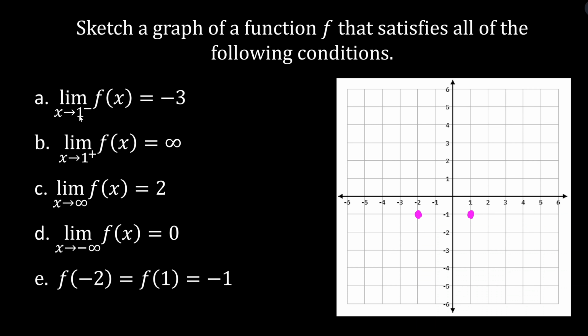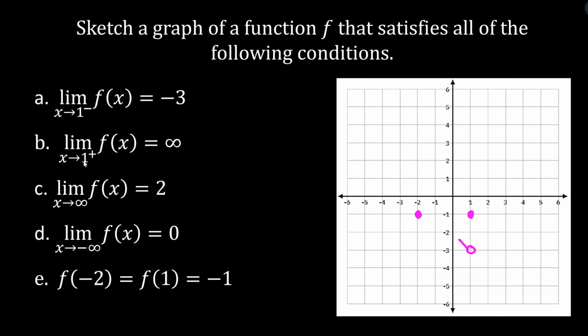All right, let me go back to this first statement. The limit as x approaches 1 from the left is negative 3. So as we approach 1 from the left, it's negative 3. And it's already defined here, so I know this has to be an open circle. If I filled it in, it wouldn't be a function. We can't have one x value with two different y values. And we're approaching from the left, so I'll do a little bloop like that.